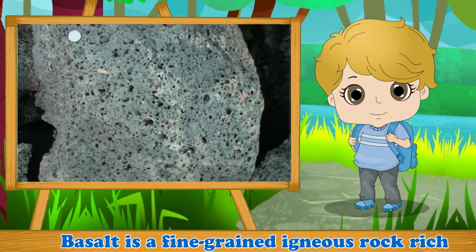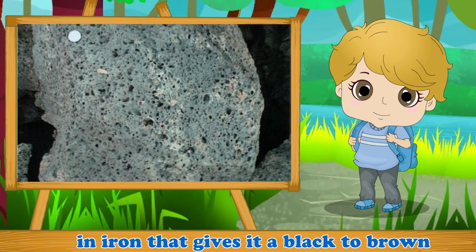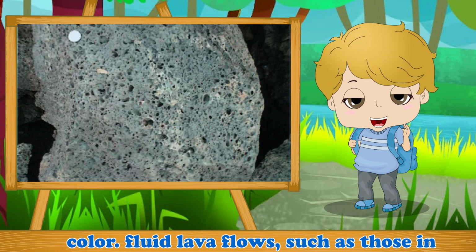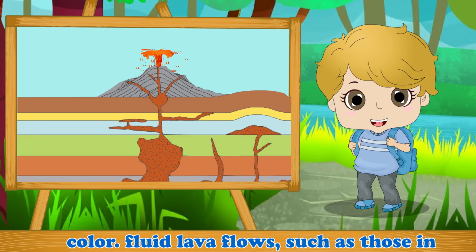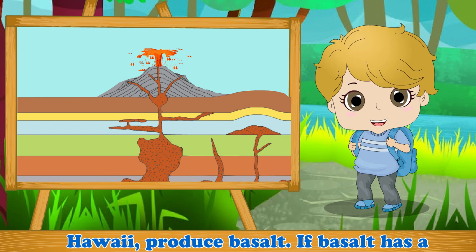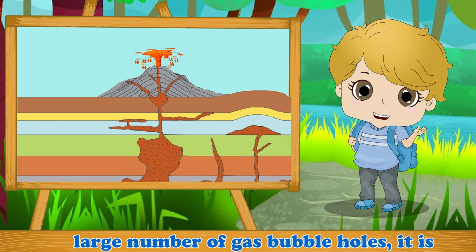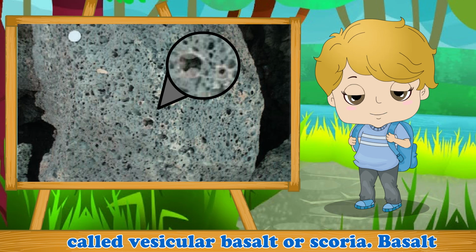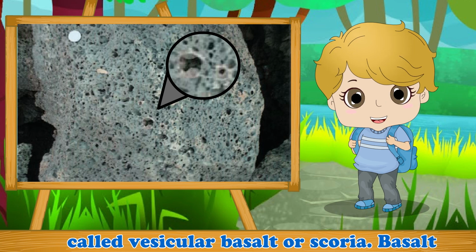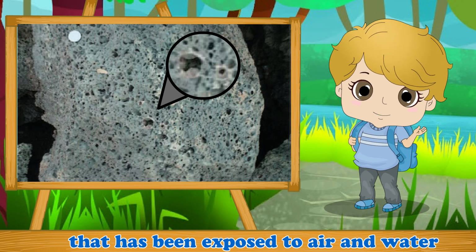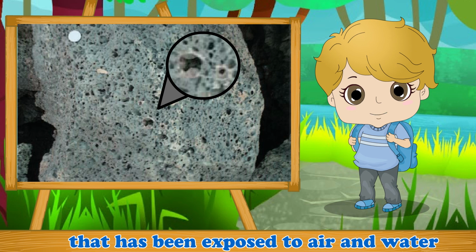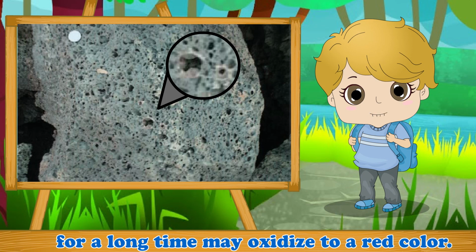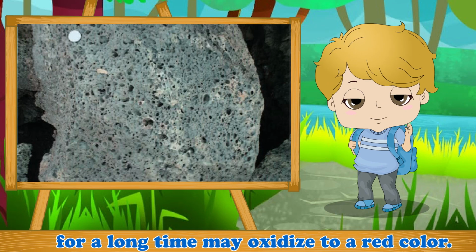Basalt. Basalt is a fine-grained igneous rock rich in iron that gives a black to brown color. Fluid lava flows, such as those in Hawaii, produce basalt. Basalt that has a large number of gas bubble holes is called vesicular basalt, or scoria. Basalt that has been exposed to air and water for a long time may oxidize to a red color.